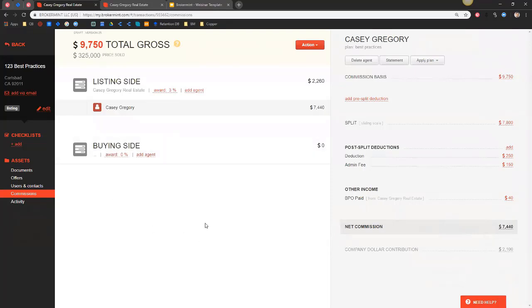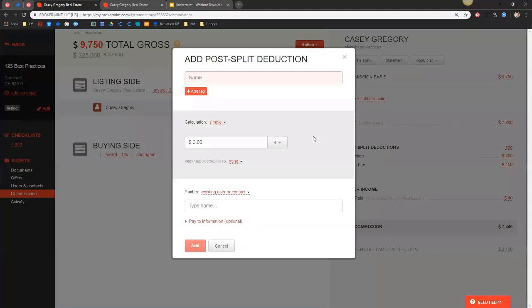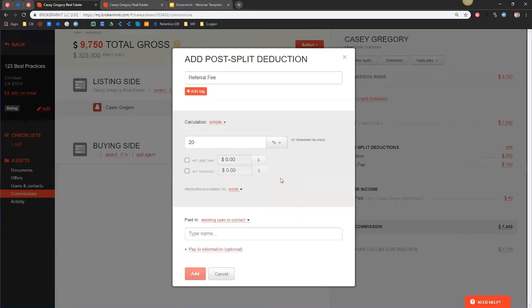Let's go ahead and look at Casey's commission plan. A referral, I know it can be a pre-split or a post-split deduction. Either place you want to put it, let's go ahead and say it's going to be a post-split deduction in this scenario. We can add in this referral fee being paid out. Let's say it's 20% of whatever is remaining. And we're going to define who we're paying it to.